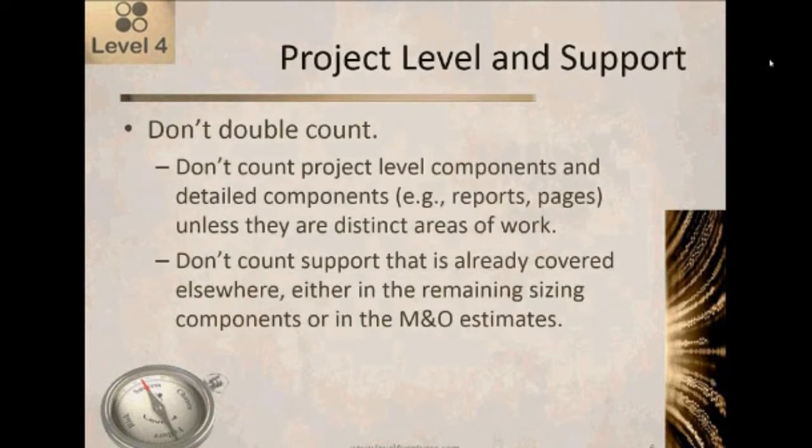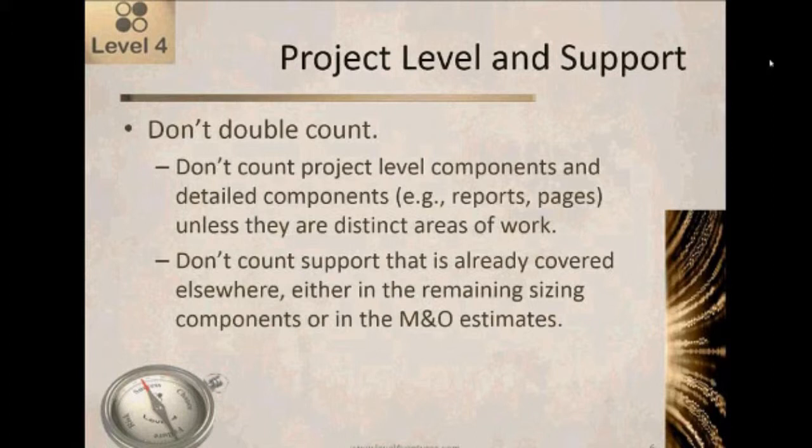When we're doing project level and support components, this is an especially important time to keep in mind our general rule, which is don't double count. So our objective when we're estimating is always to make sure that we don't neglect any area of work. So if there's something that has to be worked on that's going to take some effort, we want to make sure that that appears somewhere. But conversely, we want to make sure that we don't take the same piece of work and count it in more than one component.